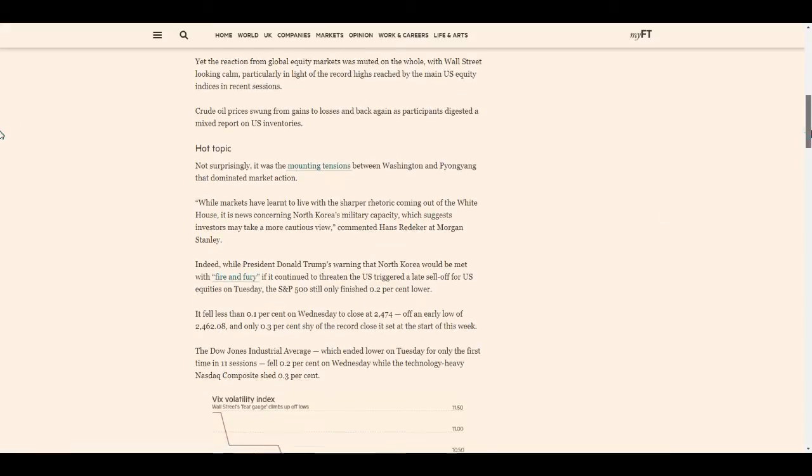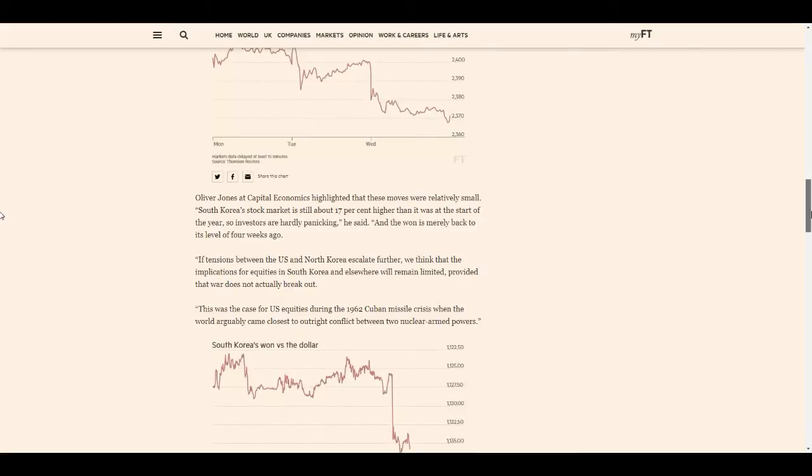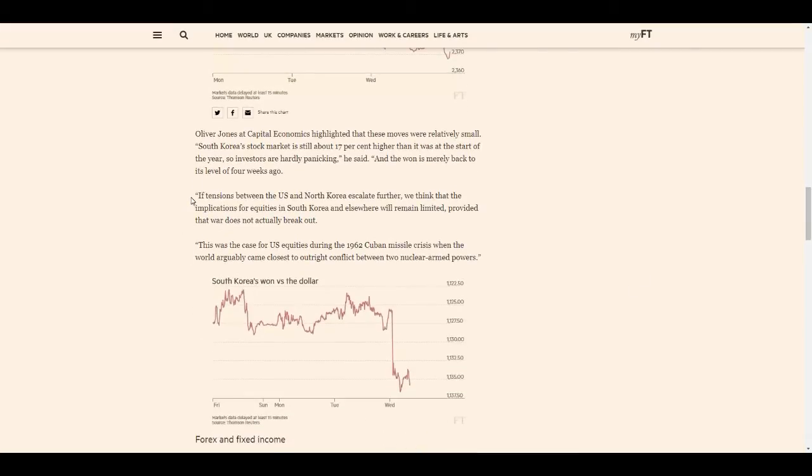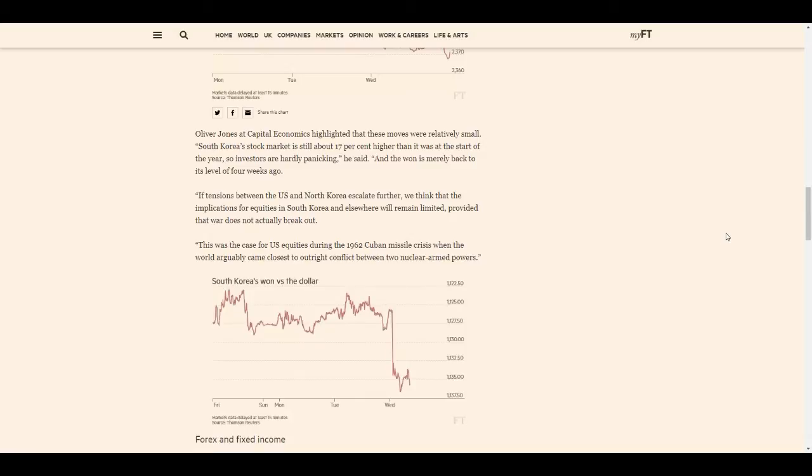Moving further, the article also talks about the effect it had on indices, which was pretty much limited. Interesting view here: if tensions between the US and North Korea escalate further, we think that the implications for equities in South Korea and elsewhere will remain limited, provided that war does not actually break out. This was the case for US equities during the 1962 Cuban Missile Crisis, when the world arguably came closest to outright conflict between two nuclear-armed powers. So that basically tells us that it's going to have limited effect, whatever is happening now in the escalation between North Korea and the United States. Stock market holds up pretty tight until you actually have a war. They're keeping up pretty good.